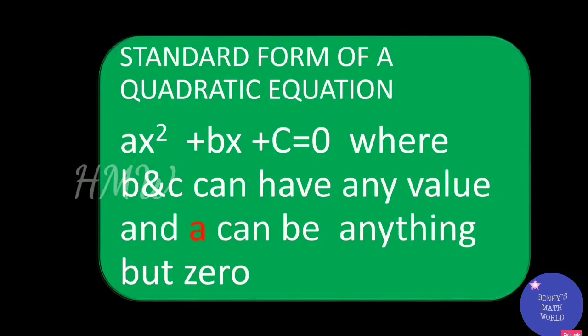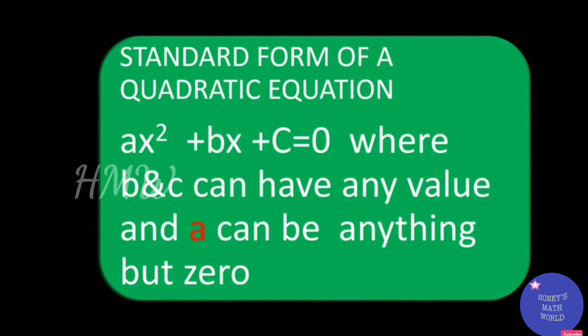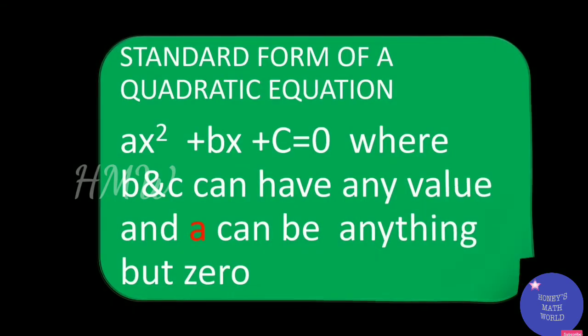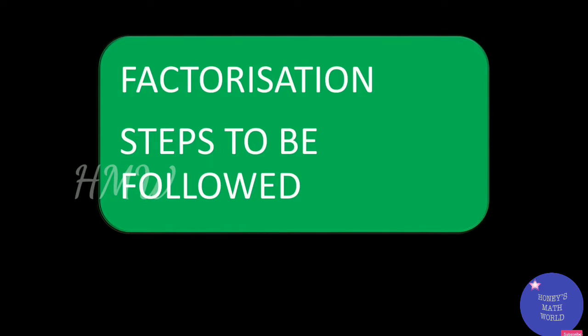This becomes a quadratic equation if ax square plus bx plus c equals 0. This is also called an equation of second degree. Even here, a cannot be equal to 0. If a is 0, then it becomes a linear equation.